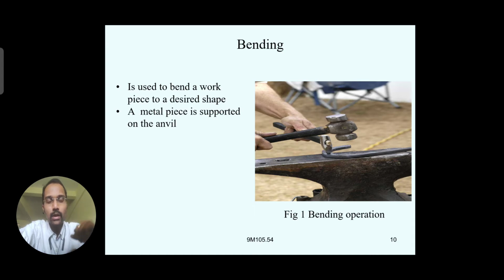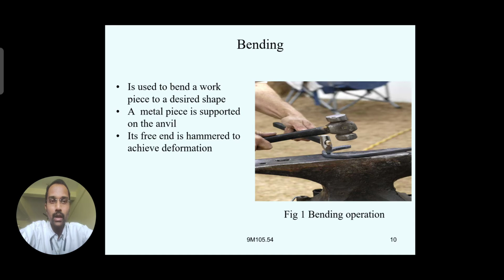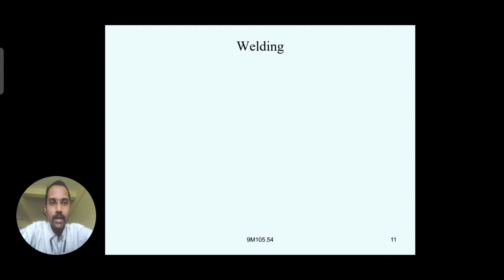For this, the metal or workpiece has to be supported on the anvil. The edge of the anvil can be utilized to bend it, like to bend it 90 degrees or to some angle. Generally we take the support of the anvil, and then with the help of the hammer, the free end of the workpiece, which is kept at the edge of the anvil, is struck, where it deforms the shape. For example, instead of a flat, straight workpiece, it can be bent. That is a deformation. Material will get deformed there, right? And the shape can be changed by bending.